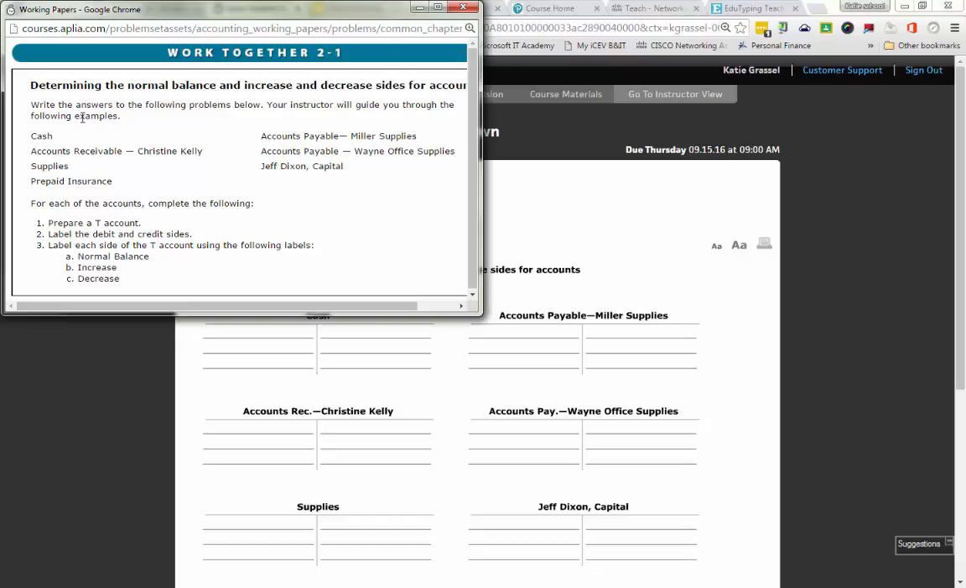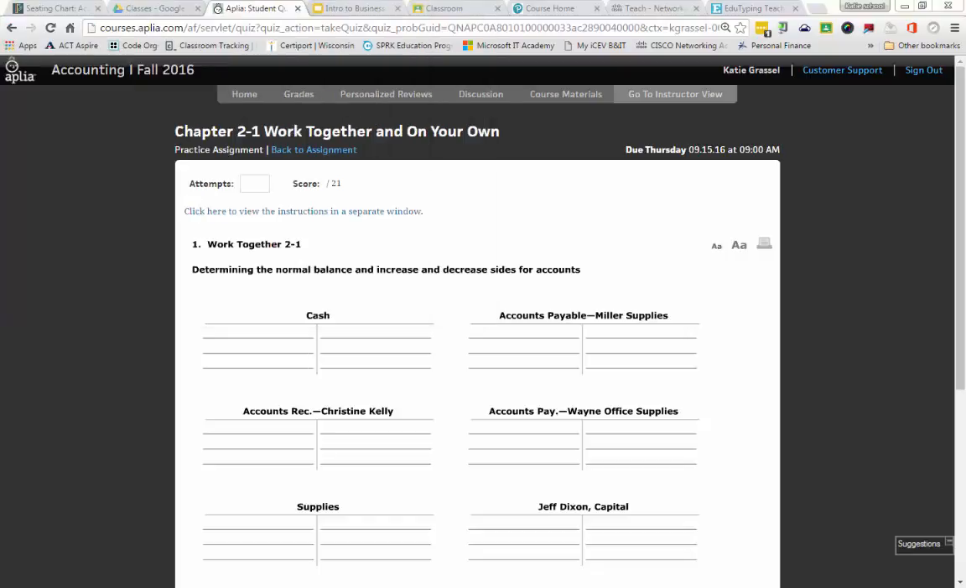It says for each account, complete the following. Prepare a T account. Label the debit and credit sides. Label each side of the T account using the following labels: normal balance, increase, decrease. So instead of writing a plus or a minus like we did on the board, we'll have to write the word increase or decrease. But again, in Aplia, it'll let you auto-populate with that. One of the things they've done for us already in work together and on your own is they have the T account started for us.